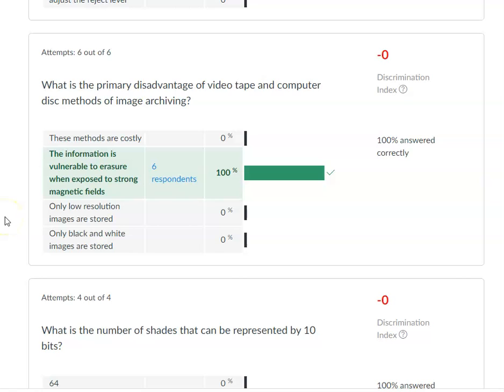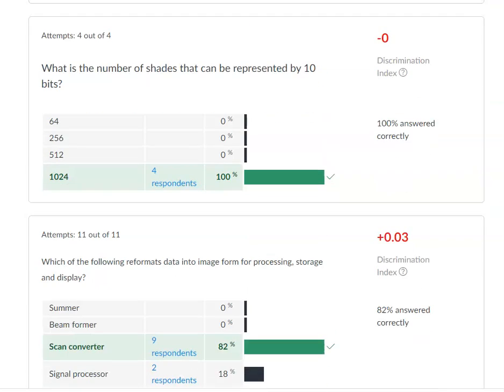Next question. What is the primary disadvantage of videotape and computer disk methods of image archiving? If you get a magnet near it, it could erase it. So that's the correct answer. What is the number of shades of gray that can be represented by 10 bits? 2 to the 10 is going to be 1024. So that is the correct answer.